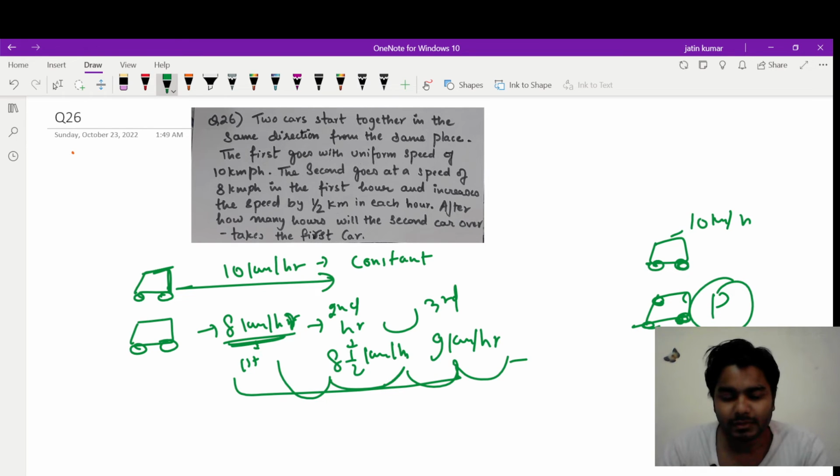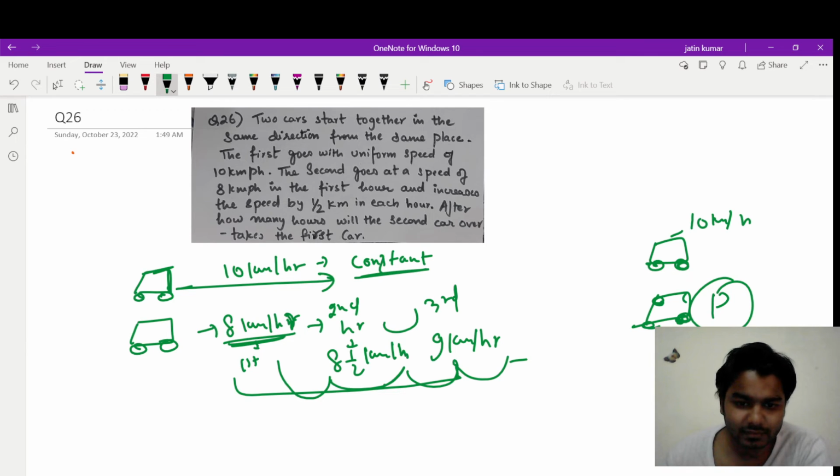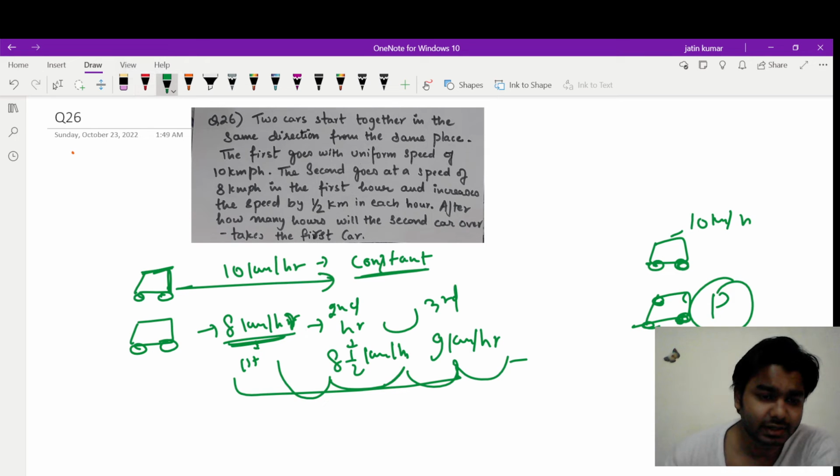So the distance traveled by both the cars will remain the same, because both the cars started from the same place. The second car has overtaken the first car at some point, let's say P, so the distance traveled by both the cars will be the same. The first one is going at 10 km per hour, the second one is changing its speed, so let it change, but the overall distance traveled is the same when it overtakes. In the first hour the first car goes faster, why? Because its speed is 2 km per hour more than the second car, so it will remain ahead of the second car.